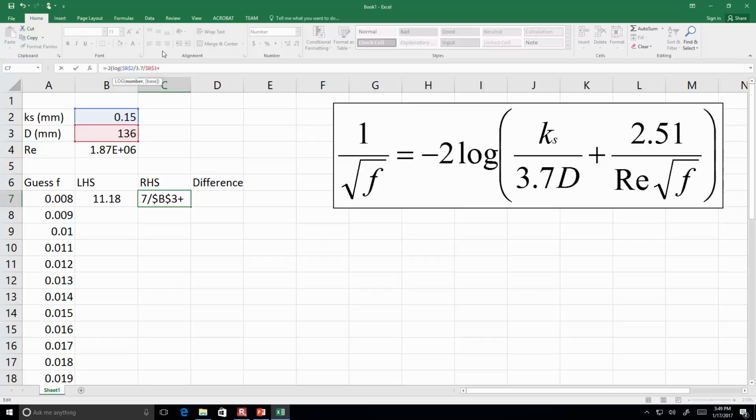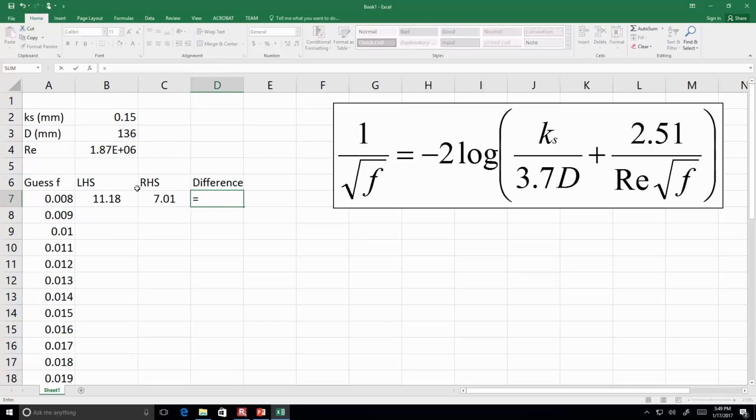Plus the right-hand side, 2.51 divided by the Reynolds number, anchoring that, divided by the square root of f. If that's the first time you're thinking of it that way, it seems pretty weird, but it'll become natural. Oh, I need to put in a multiply here. Actually, I guess I don't need that parentheses. All right. 7.01. Same thing as before.